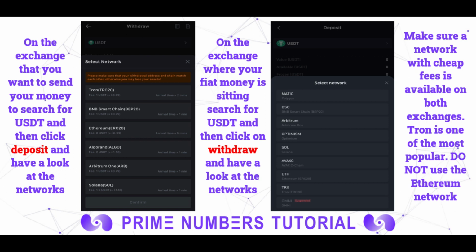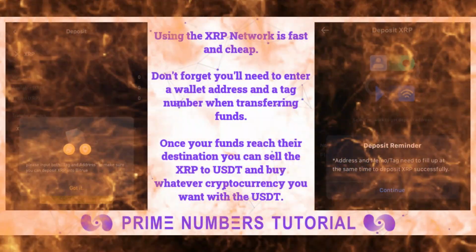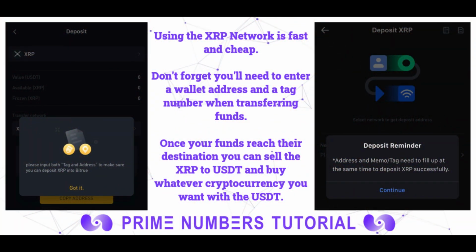So let's move on and look at option number 2. Okay, so option number 2 is XRP, which is super fast and cheap as chips. It's widely available across the whole crypto space, and nearly all transfers cost well under $1. The important thing to remember about transferring funds using the XRP network is that you'll need to enter a wallet address and a tag number the majority of the time.